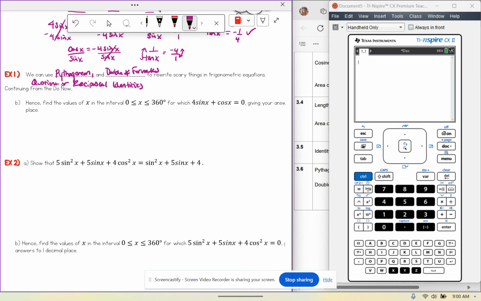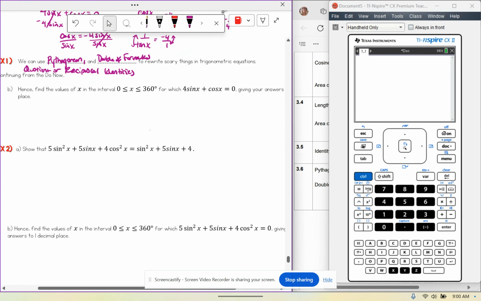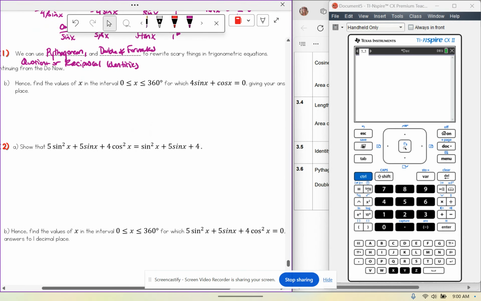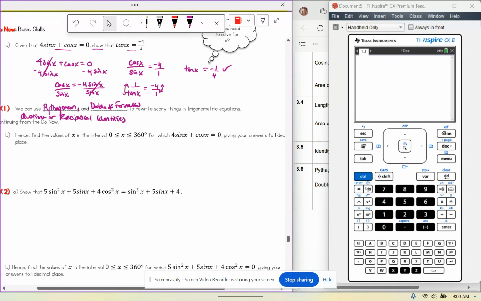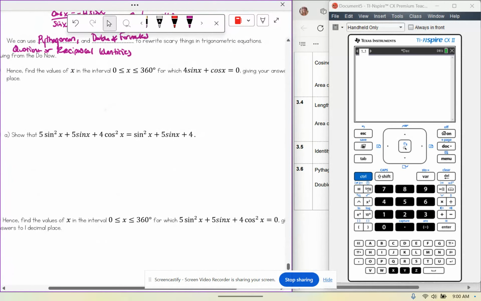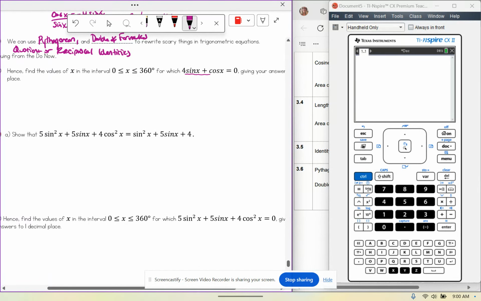So continuing from the do now, part B says, hence, find the values of x in the interval from 0 to 360. Okay, so we're in degrees, so let's make sure our calculator's in degrees, all right? For which 4 sine x plus cosine x equals 0, giving your answers to one decimal place. Okay. So it says continuing from the do now. So that means I'm going to take what I found in the do now, the tangent of x is equal to negative 1/4, and I'm going to start there because I know that it is an equivalent representation of this guy. So I have the tangent of x is equal to negative 1/4.